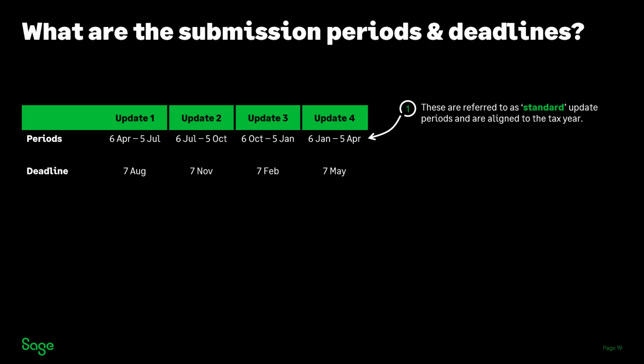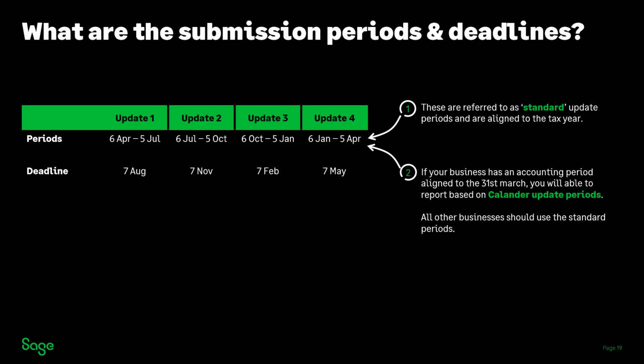The update periods for the quarterlies are by default aligned to the tax year. So, for example, the first quarterly update period is going to be the 6th of April to the 5th of July, and this is known as standard update periods. If your business has an accounting period aligned to the 31st of March, you will be able to report based on calendar update periods. All other businesses should use the standard periods.